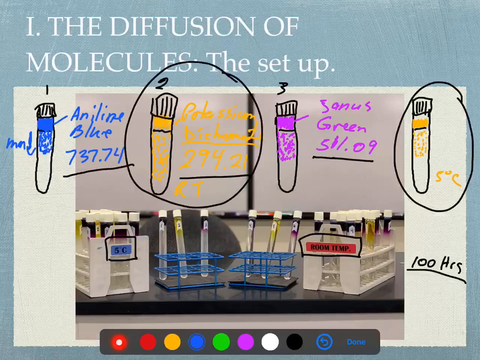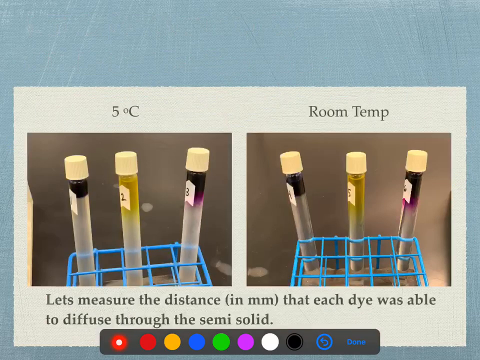So how far did aniline blue go? How far did potassium dichromate travel in millimeters? And how far did Janus green travel in millimeters also? And then we gave you a table for you to record it. So let's go over that table and maybe we can punch in the data together and then you can answer some questions concerning this part of the exercise.